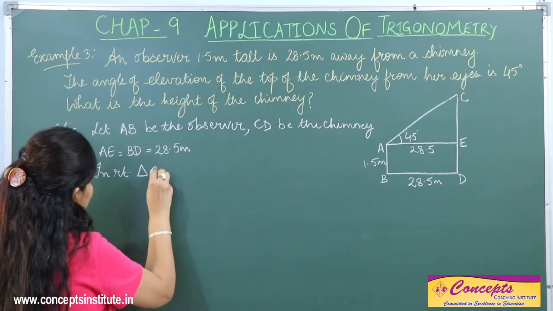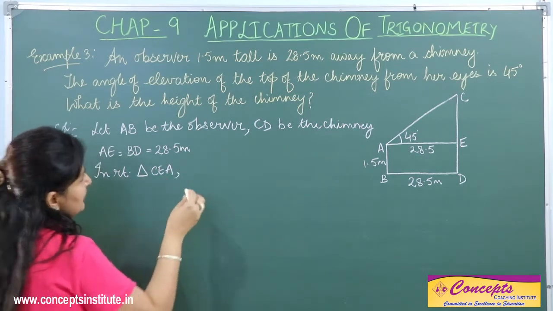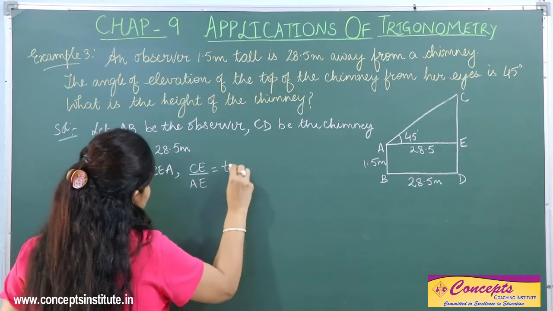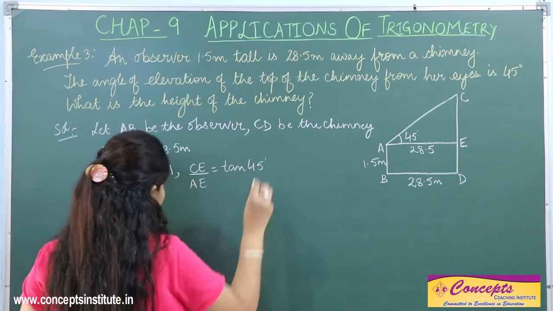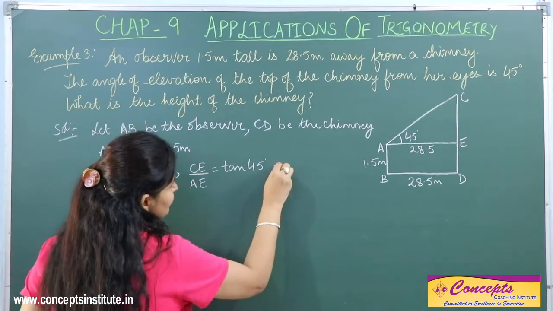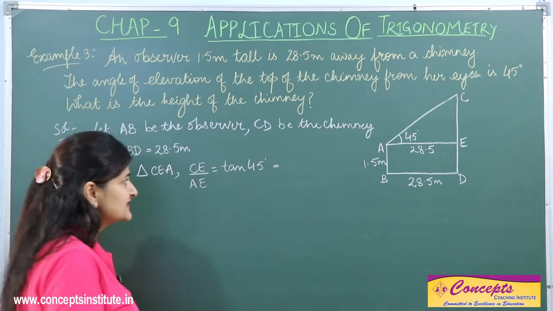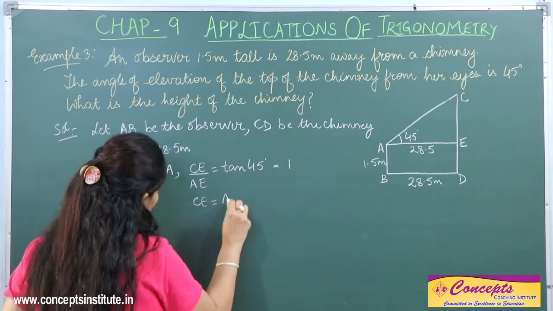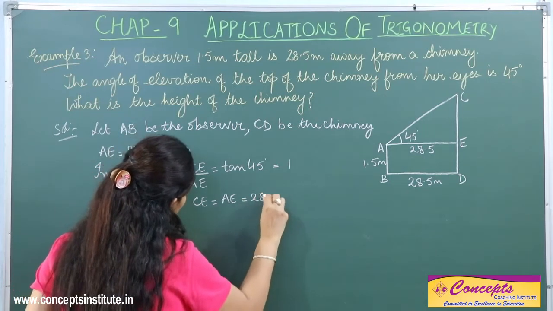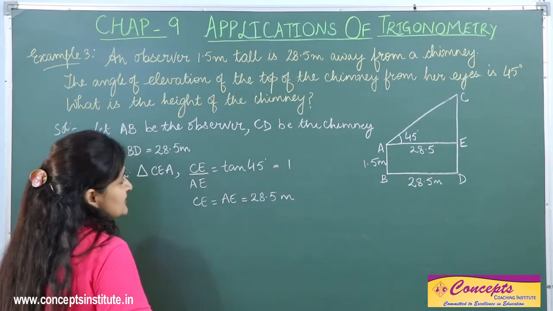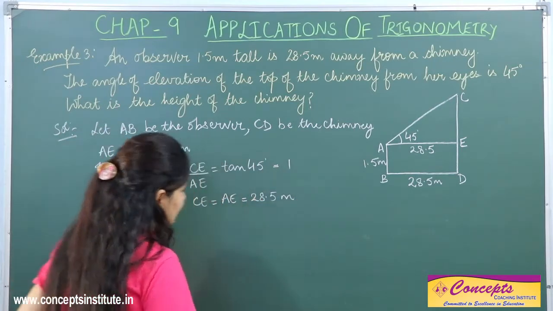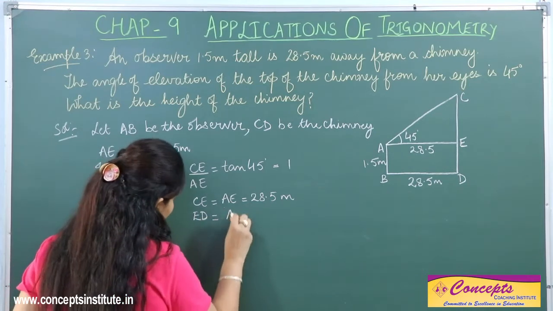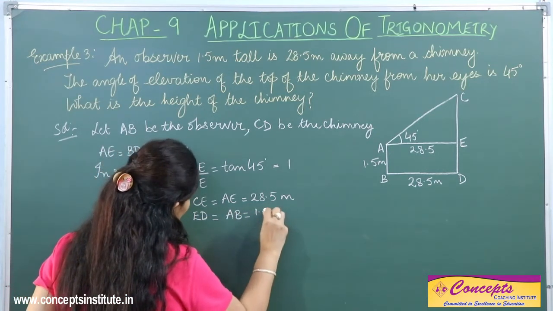In right triangle CEA, perpendicular, that is CE upon base, that is AE, equals tan 45. Now students, what is tan 45? Tan 45 is the easiest T ratio, it is 1. So we get CE is equal to AE and both of them are now 28.5 meters. So CE we have got as 28.5 meters, and what is ED? ED is equal to AB, which is equal to 1.5 meters.